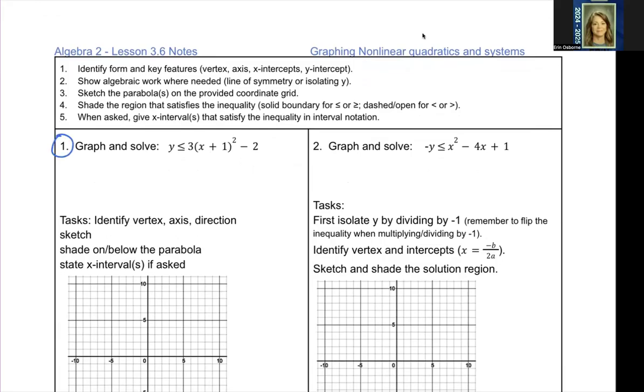The first one, by the way, this is your notes, lesson 3.6, that were handed out yesterday. Look for extra copies in the blue box if you don't have one. Follow along and fill this in if you didn't yesterday.